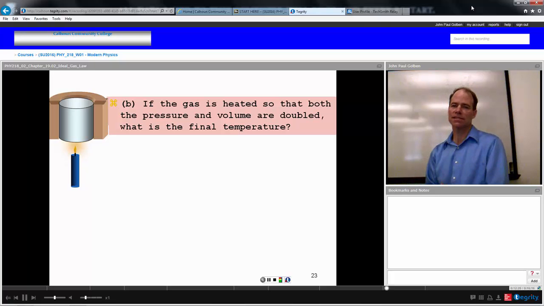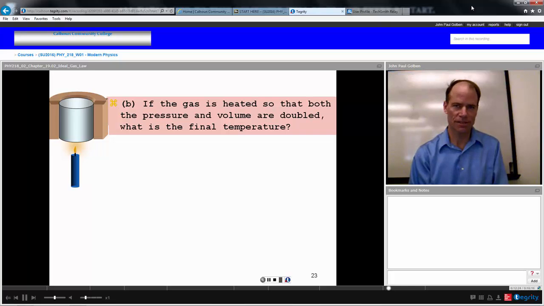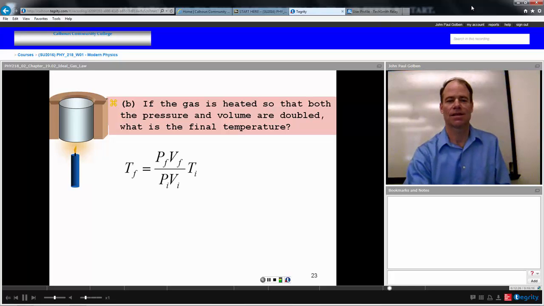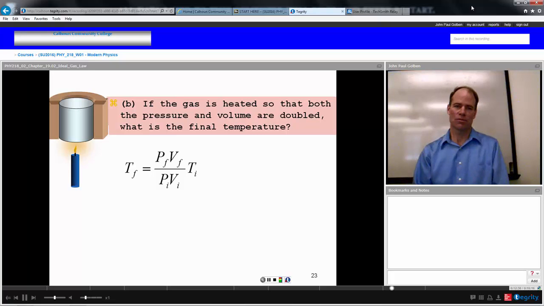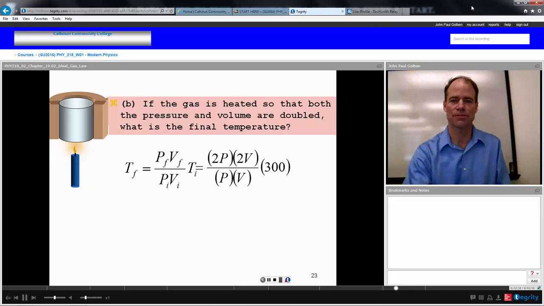If this gas is heated so that both the pressure and volume are doubled, what would be the final temperature then? Again, we can use our ratios. Final temperature will be the ratio of the final pressure to the initial pressure times the ratio of the final volume to the initial volume times the original temperature.